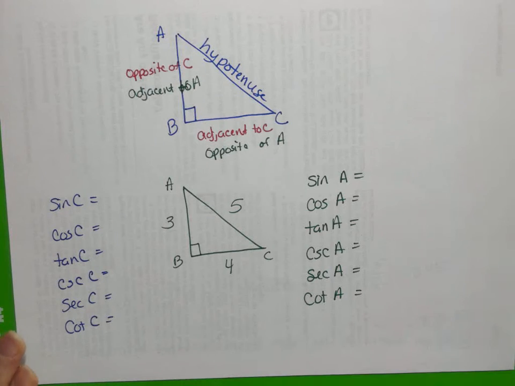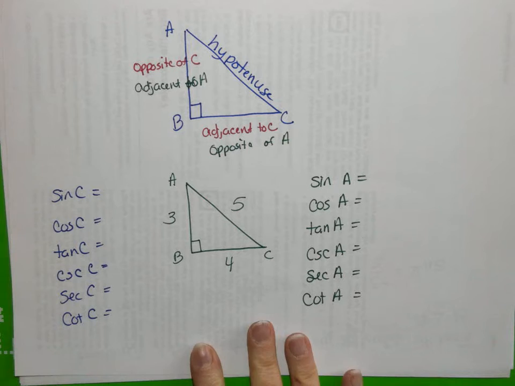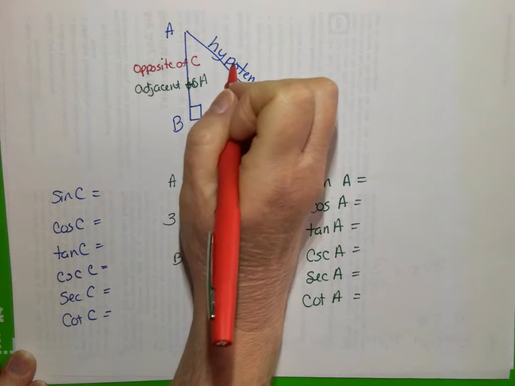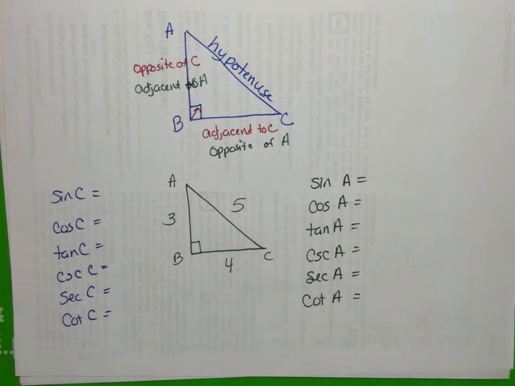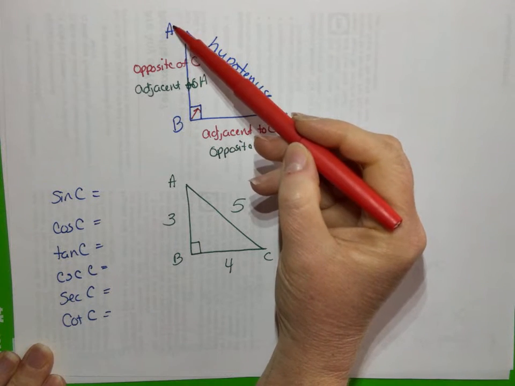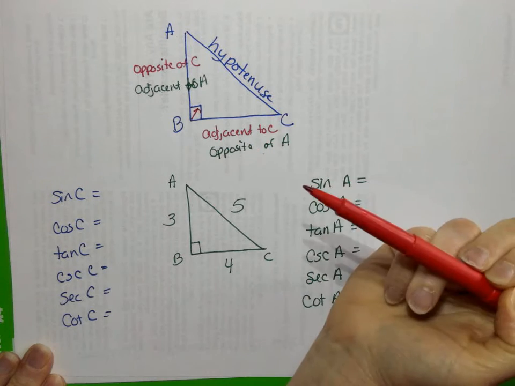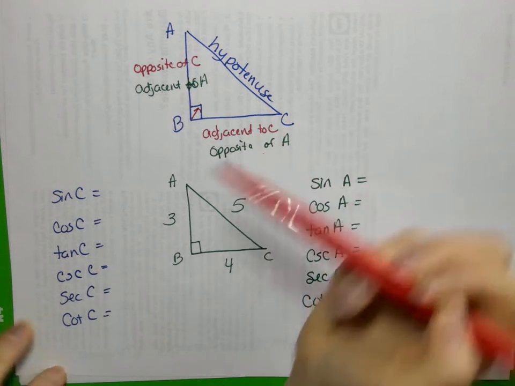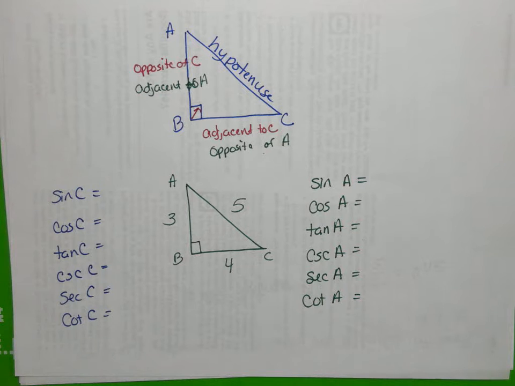Okay, so let's go back and review our triangle. So we have our right triangle here. And remember that the little box in the corner always points to the hypotenuse, if you will. Okay, so I labeled the 2 sides. So if I'm standing on angle A, this is the opposite and this is the adjacent. If I'm at C, this is the opposite and this is the adjacent.